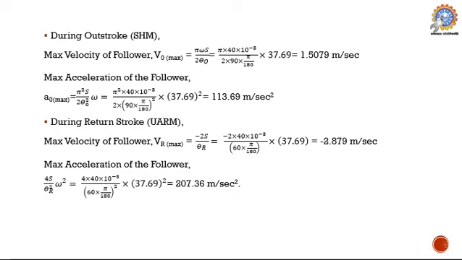During the return stroke, it is uniform acceleration and retardation motion. So for the maximum velocity of the follower we use the formula minus 2s by theta r. After substitution we get minus 2.879 meters per second. Similarly, the maximum acceleration formula is minus or plus 4s by theta r square, times omega square, because it is a retardation, and its value comes out to be minus or plus 207.36 meters per second square. We have to consider one important factor: theta must be kept in radians.